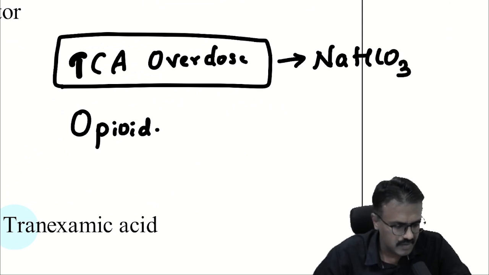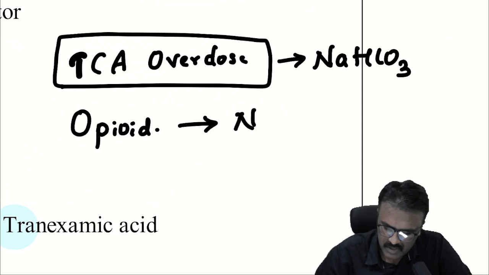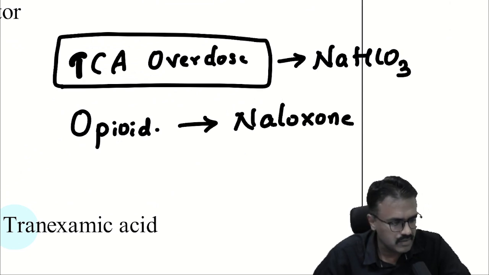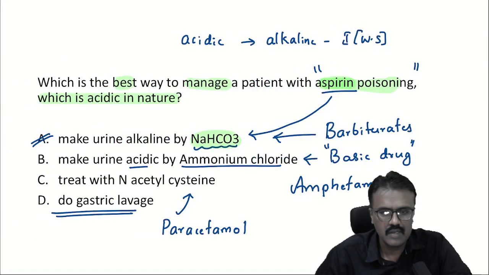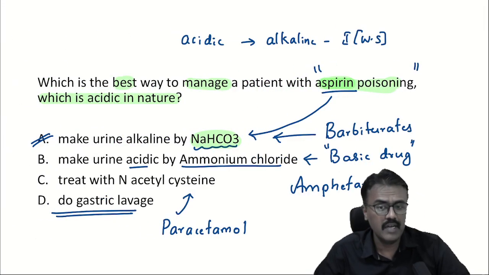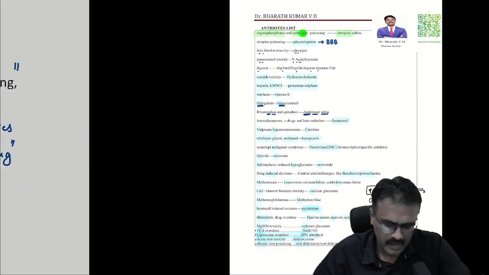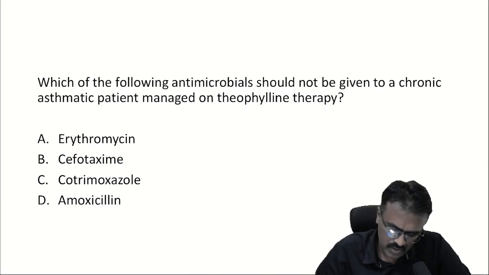Correct? Very good, Gunvanti Srinivasan. For opioid, the antidote is naloxone. Very good, naloxone. Yes. So this is why we chose this question: how to manage drug poisoning and what are their antidotes. Now let us move to the second MCQ.